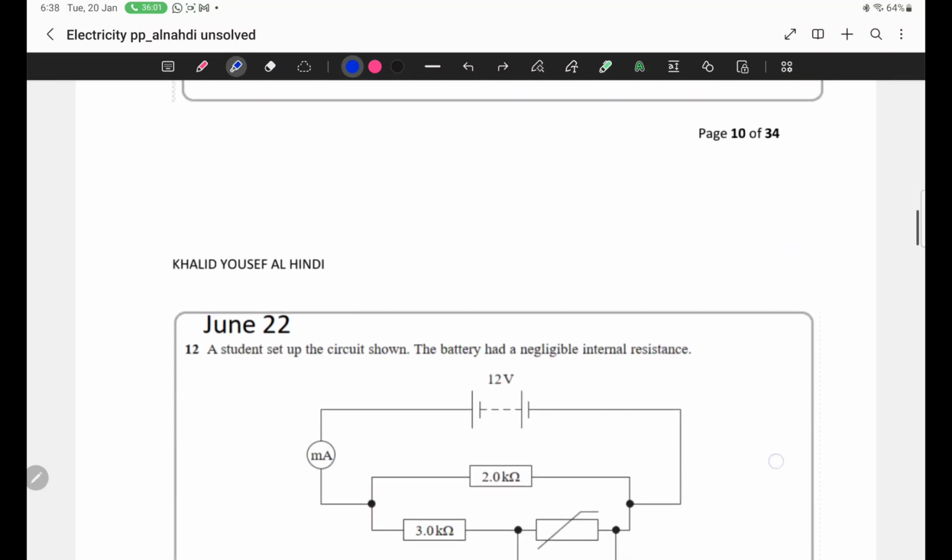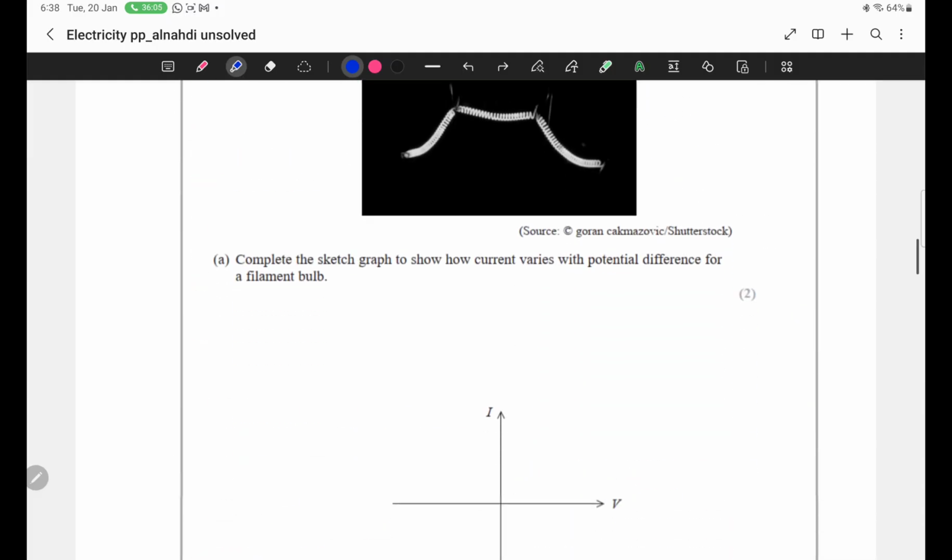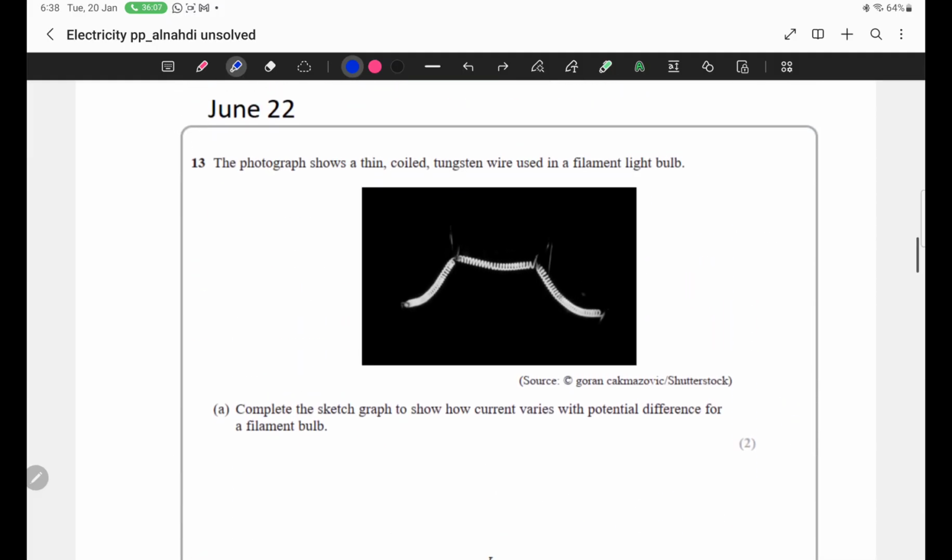The next question for today's class is on page number 13. Yes, this is page number 13. This is a wire, and no, not a nichrome wire. The photograph shows a thin coiled tungsten wire. This is a tungsten wire, and it is used in a filament light bulb. Complete the sketch graph to show how current varies with potential difference for a filament lamp.